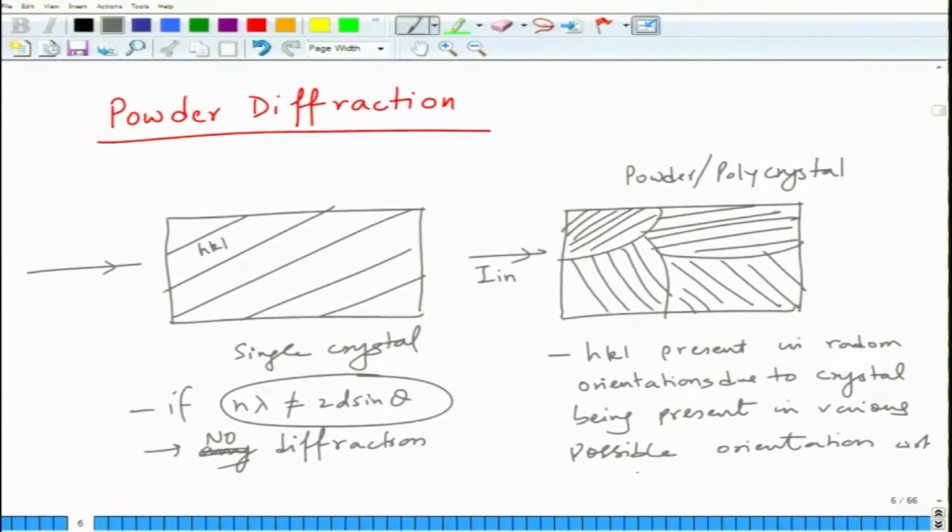With respect to the incident beam, you will always have some set of planes which will satisfy Bragg's law. So, one HKL will diffract. All the HKLs will diffract in this case, and all you need to do is move your detector to collect those spots.